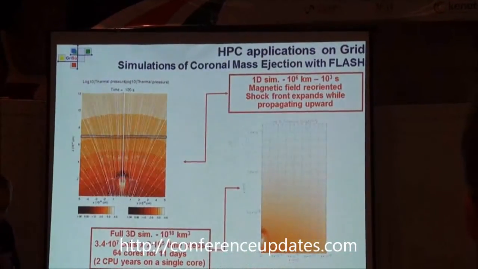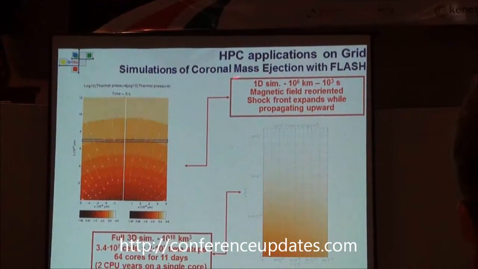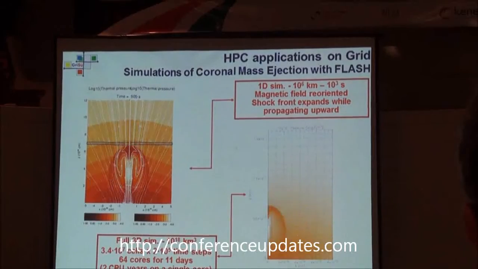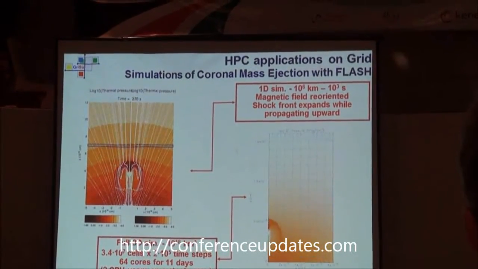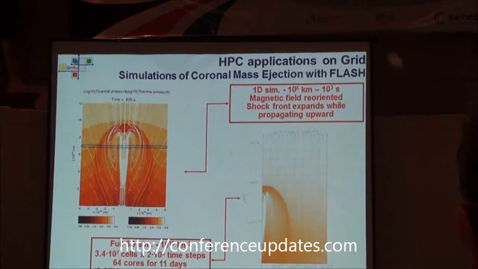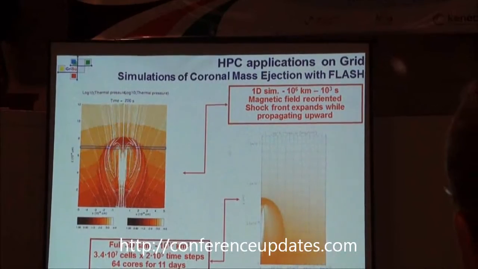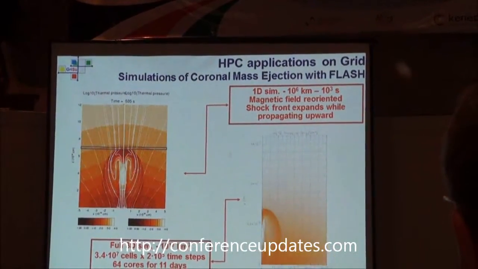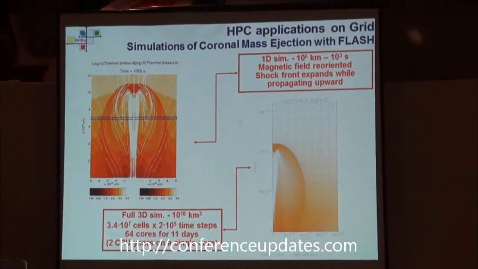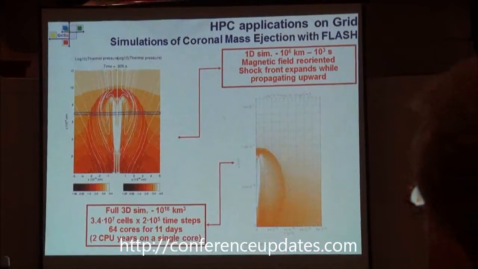That's another thing. These are coronal mass ejections from the sun, and this is a full 3D simulation. These are two CPU years done in less than a week. So if you want to tackle this kind of problem, or if you want to be part of communities addressing these scientific issues, e-infrastructures, again, is not an option, it's a must.